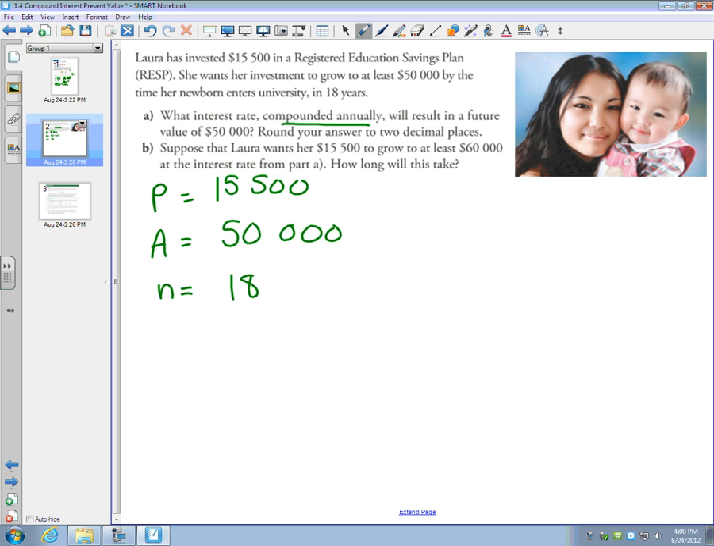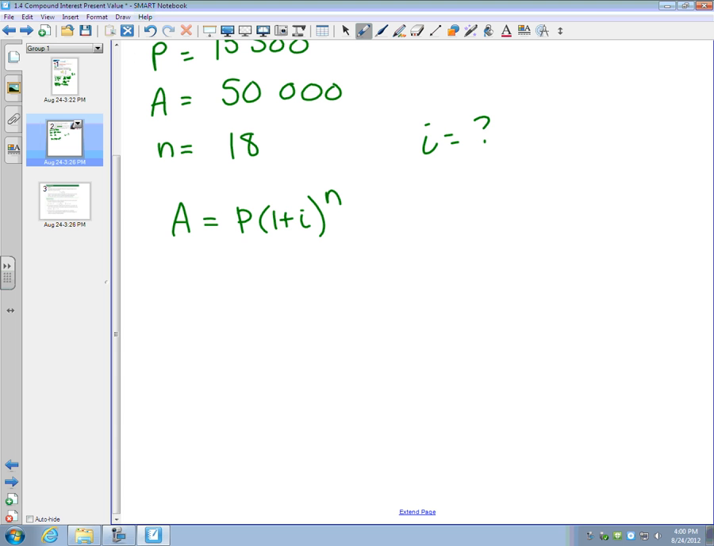Okay, so now we need to solve for i. i is what we don't know. Our formula again is A equals P(1 plus i) to the power of n, and we're going to solve for i. First of all, we're going to get rid of this P. We're going to divide both sides by P. We get A divided by P is equal to (1 plus i) to the power of n.